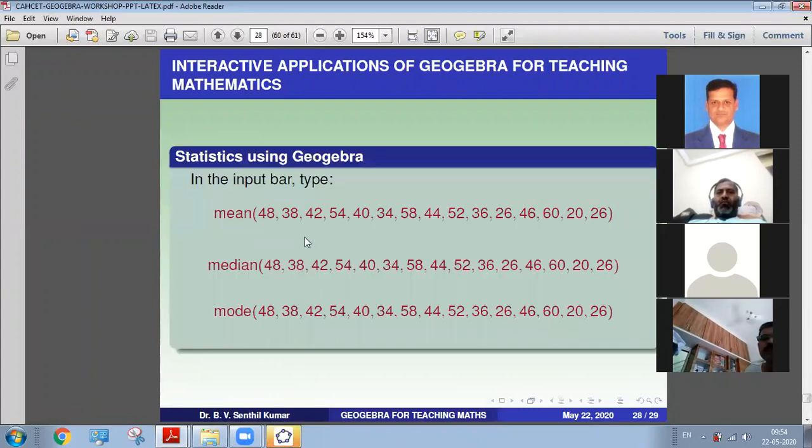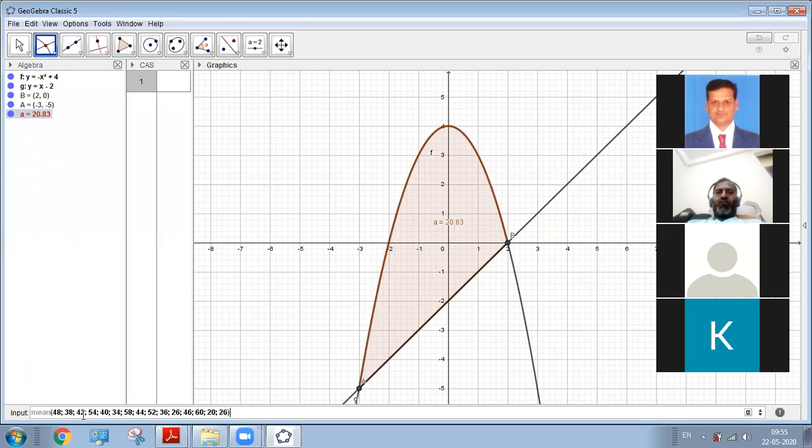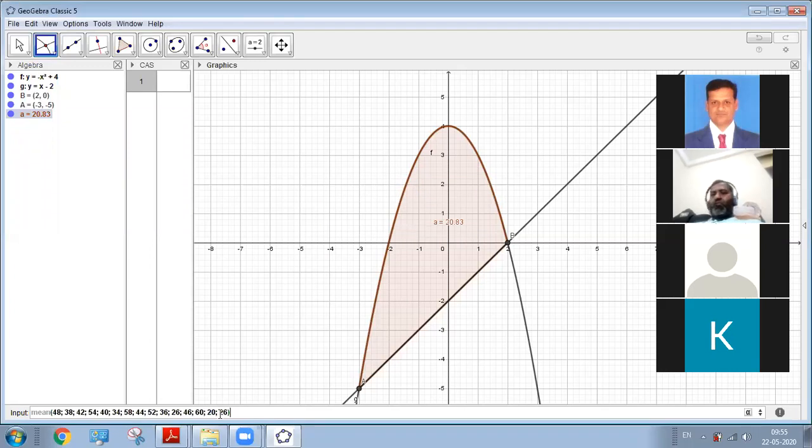So there is another application using GeoGebra. You can also find some statistical values using GeoGebra. You can find the central tendencies like mean, median, and mode. You just copy this one in the input bar. You type it. The values have to be separated by commas. Separate them by commas.